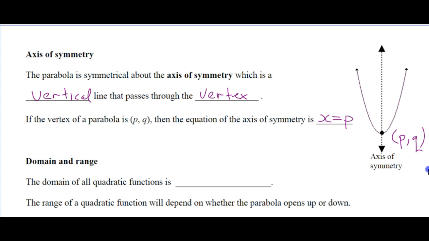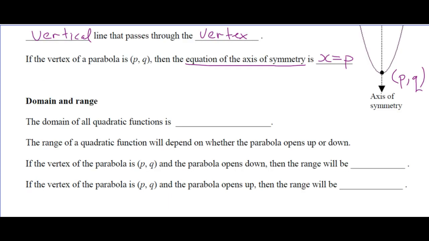So that's the equation of the axis of symmetry, right? You always have to write it as an equation. It needs to have an equal sign. Being as it's a problem, it needs to be x equals. So if you're asked for the equation of the axis of symmetry, you just write x equals P. What's P? It's the x coordinate of the vertex.